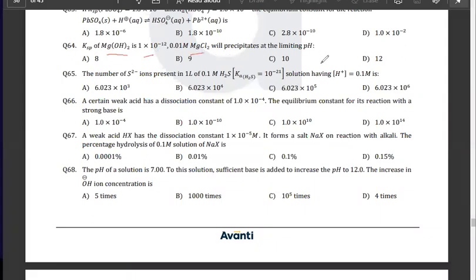KSP of Mg(OH)2 is given. So see, KSP is equal to the concentration of Mg2 plus into the concentration of OH minus whole square. So the concentration of OH minus is equal to root of KSP by the concentration of Mg2 plus, which is C. pH is equal to 14 minus pOH. This is how you have to solve. Everything is given. Okay? Got it? 64? Tell me yes or no. Very good. Next.